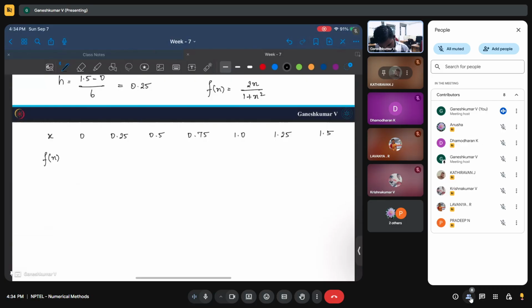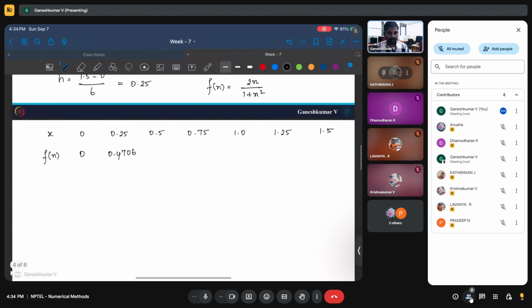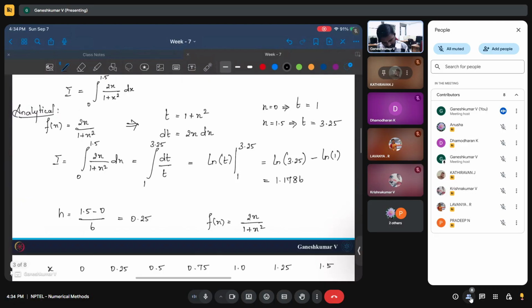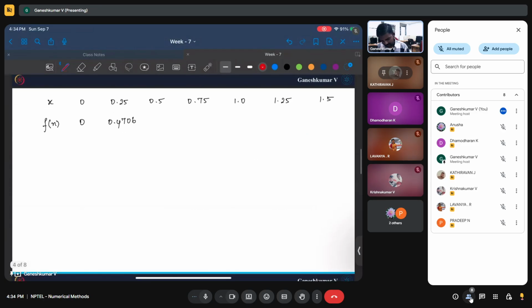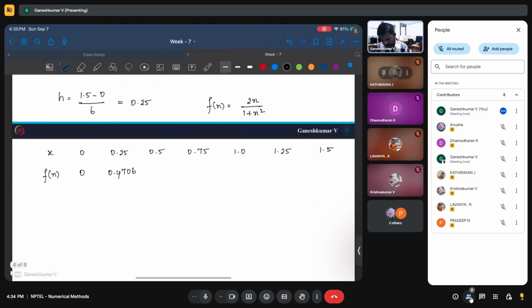So for 0, it's going to be simply 0, and for 0.25, it's going to be 0.25 square plus 1, 2 into 0.25, that is 0.4706. If I make any mistakes here, I am not going to get the answer, and luckily we have the answer for it. It should be somewhere near this. If I make any mistakes, please let me know. Then 0.5 square plus 1, 2 into 0.5, divided by this is 0.8.